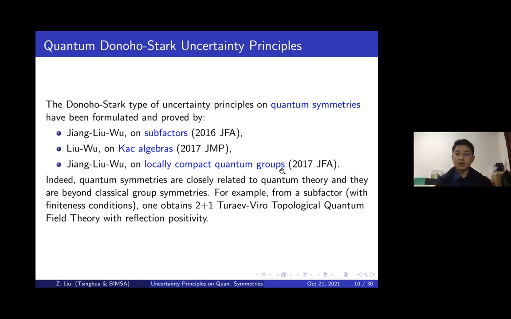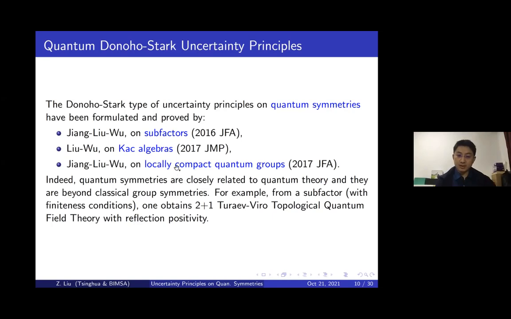And locally compact quantum group is more general. Compared to Kac algebra, we can look at the measure. So for Kac algebra the measure is somehow much easier to study. The modular group is trivial. For a locally compact quantum group, the modular group is non-trivial. So it's much harder to study. But somehow those are very general quantum symmetries. And I will tell you soon what is subfactor.